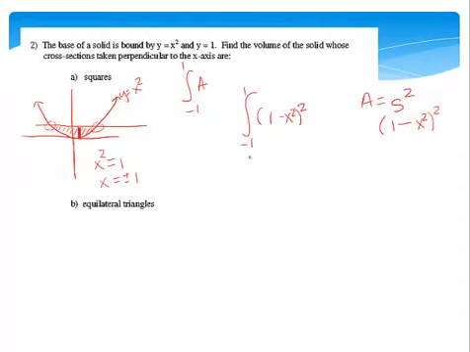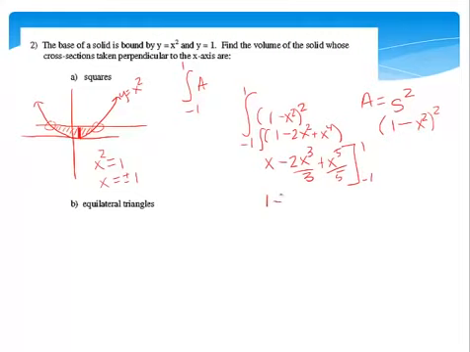So if I had to do this one by hand, I would go ahead and square this, which is the same thing as saying 1 minus 2x squared plus x to the fourth. You need to take the integral of that. We're plugging in a 1 and a -1. So plug in a 1, plug in a 1, and plug in a 1.